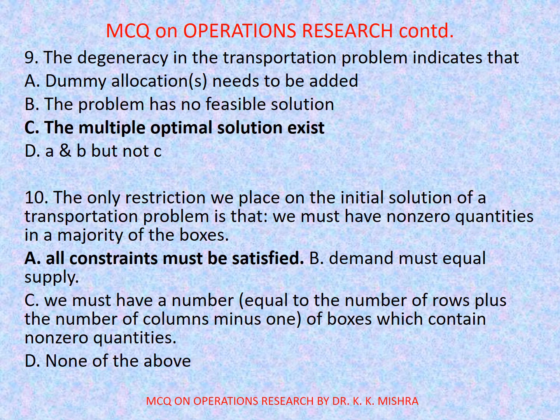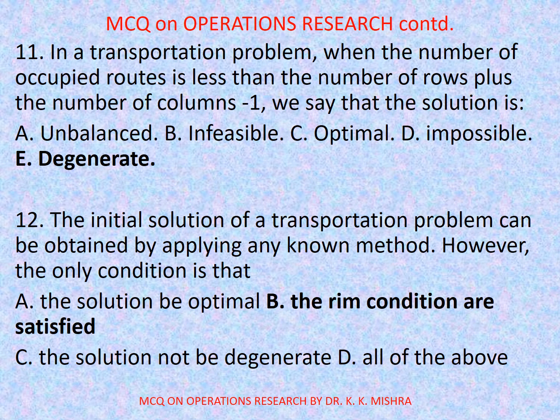Question number 10. The only restriction we place on the initial solution of a transportation problem is that we must have non-zero quantities in the majority of the boxes. Here, options are A. All constraints must be satisfied. B. Demand must equal supply. C. We must have a number equal to the number of rows plus the number of columns minus 1 of boxes which contain non-zero quantities. D. None of the above. Correct option is A. All constraints must be satisfied. 11. In a transportation problem, when the number of occupied cells is less than the number of rows plus the number of columns minus 1, we say that the solution is. Correct option is E. Degenerate.